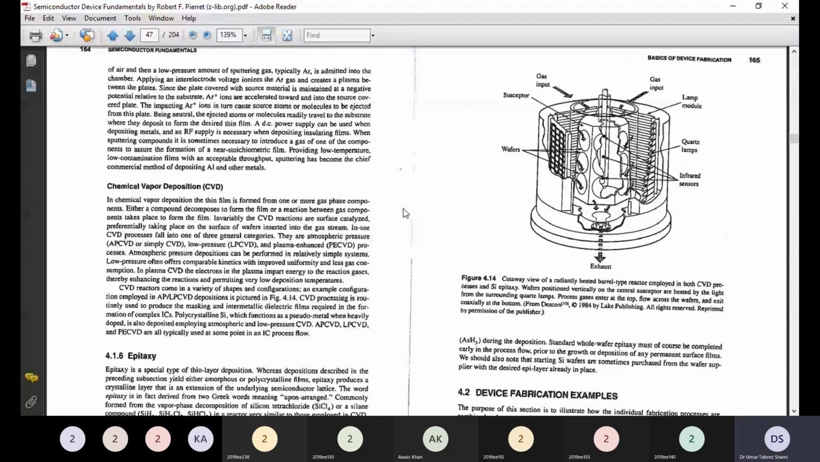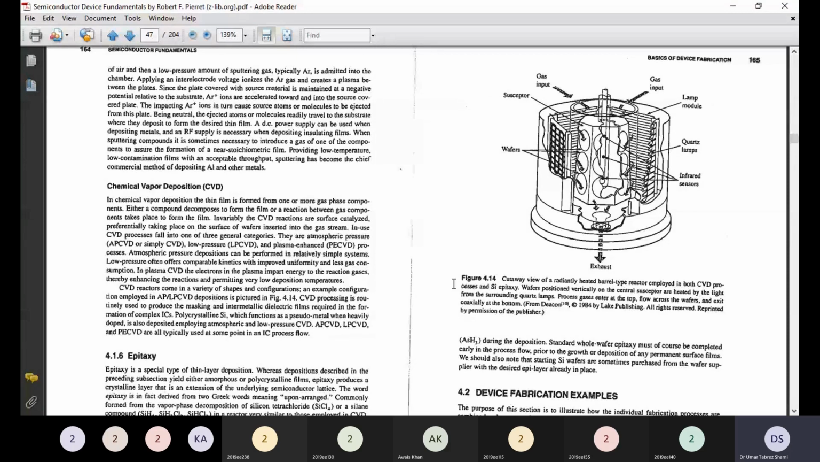In chemical vapor deposition, the thin film is formed from one or more gas phase components. Either a compound decomposes to form the film, or a reaction between gas components takes place to form the film. Invariably, the chemical vapor deposition reactions are surface catalyzed, preferentially taking place on the surface of wafers inserted into the gas stream. In use, CVD processes fall into one of three general categories. They are atmospheric pressure, low pressure, and plasma enhanced processes.